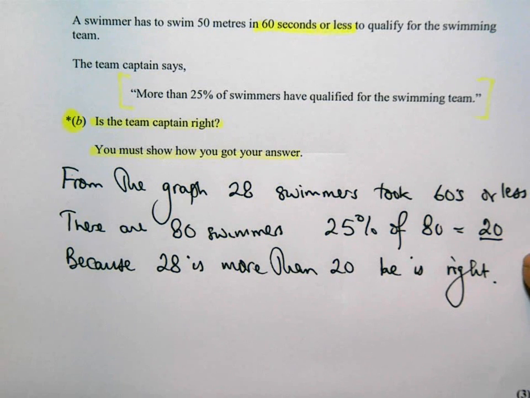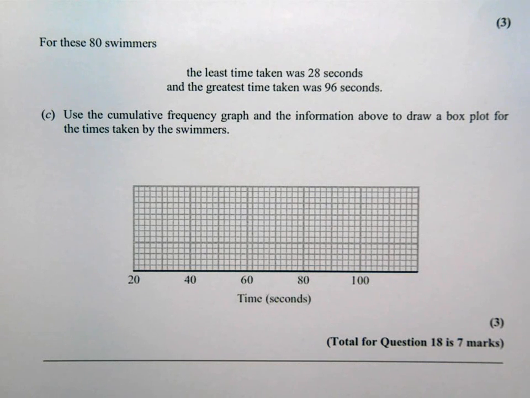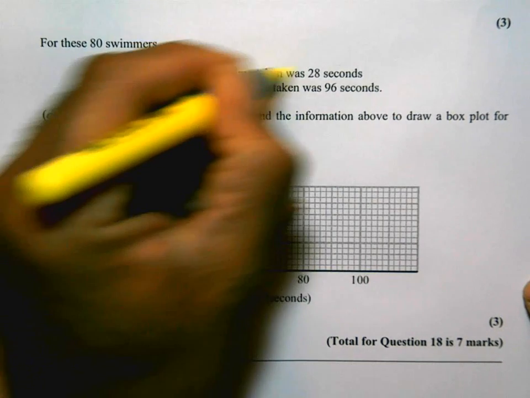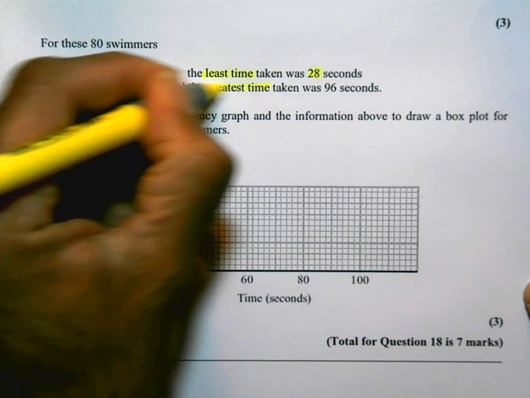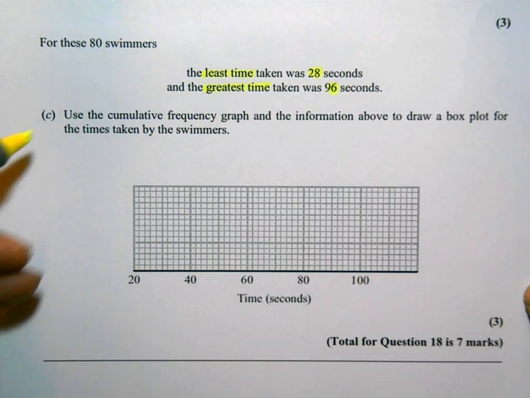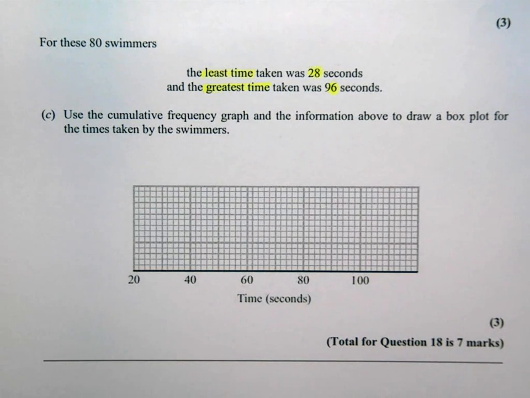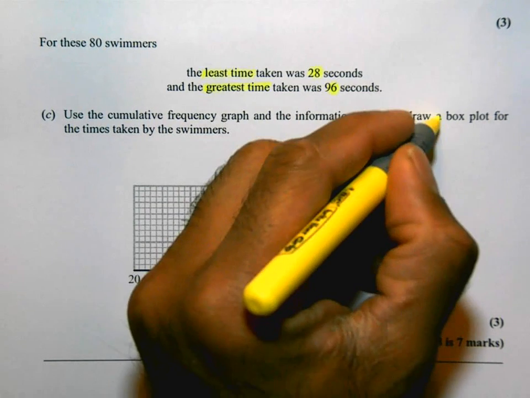The examiner could see how I've actually taken my readings from the graph, and everything necessary is there. Let's go on to part C and complete that part. This is part C, and it says for these 80 swimmers, the least time taken was 28 seconds. The greatest time taken was 96 seconds. Use the cumulative frequency graph and the information above to draw a box plot. So they want us to draw a box plot for time taken by the swimmers.